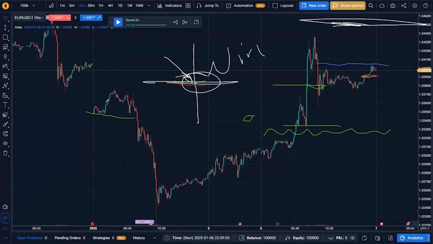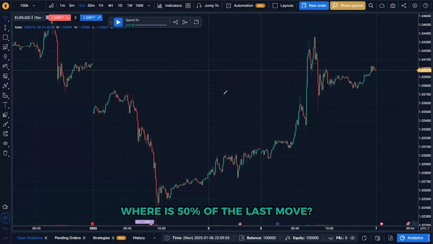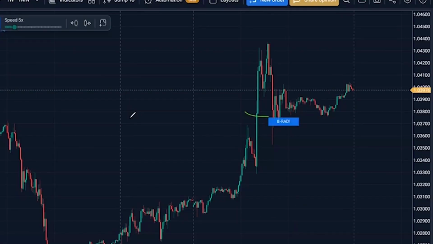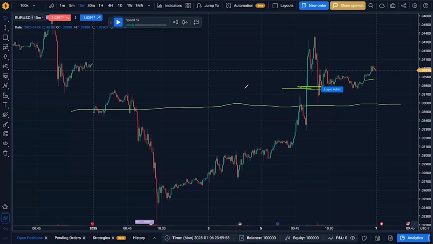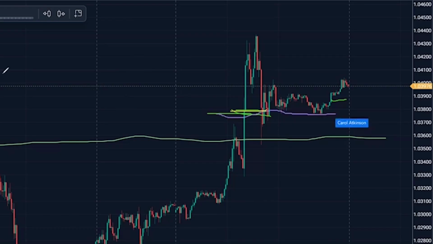Now, with that knowledge, where is 50% of the last move? I didn't say where are all the 50%s. I said of the last move. It's a 15-minute chart, right? Yes, this is a 15-minute chart. So this was a range. This is the last move, and this is the 50%. That's it. That's the first answer.